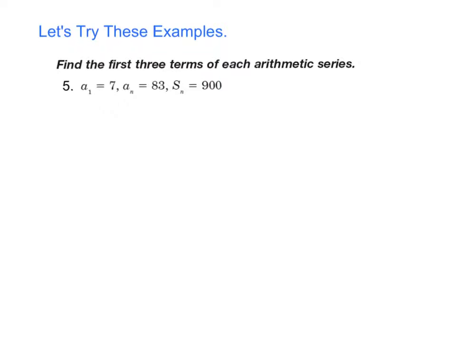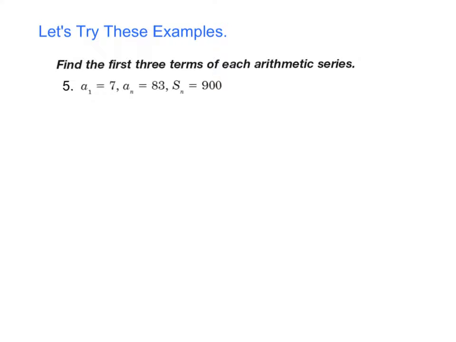This is our last problem for today, and it's a little bit different. First of all, it says find the first 3 terms of each arithmetic series. In other words, I am going to give you the sum, the last number, and the first number, and your job is to come up with the first 3 terms of it. Now, I didn't give you the common difference, d. So what are we going to do first of all to do this one? Well, let's think outside the box.